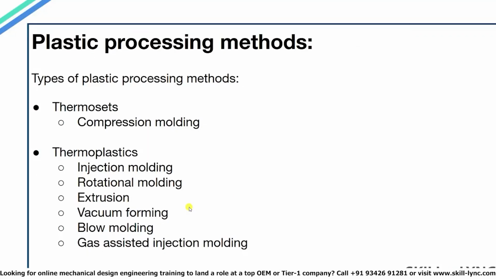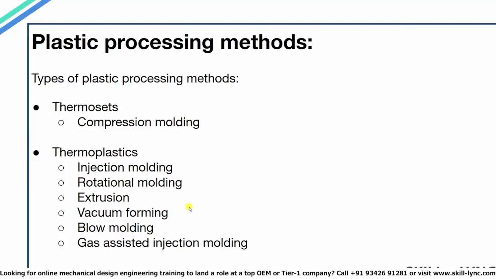Let's move on to the plastic processing methods. Injection molding is not the only plastic processing method available to us. There are many other methods as shown in this slide, and I will be giving a brief explanation on all the processing methods. But we won't go into much detail as the focus of our course is the injection molding process. For thermosets, we have compression molding.